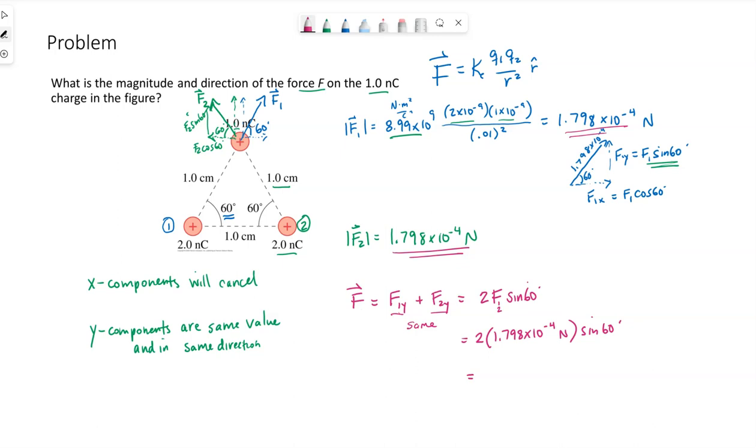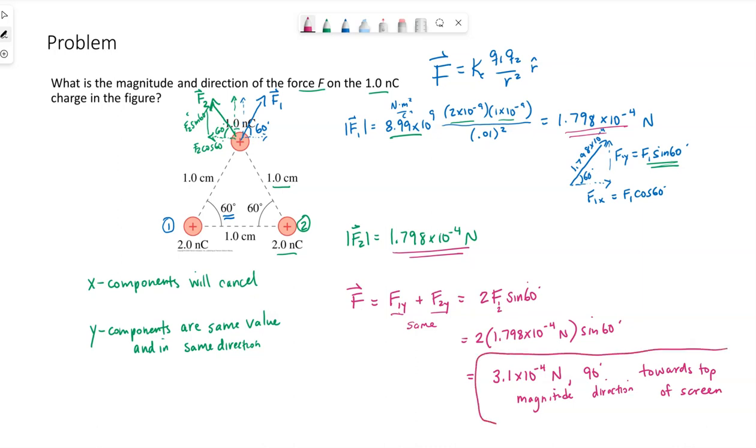Now I want to round. So I have 2 sig figs given in the problem. So I will round this to 3.1 times 10 to the negative 4 newtons. This is the magnitude. The direction typically is an angle. We could say 90 degrees. Or towards the top of the page would be fine. Either way.